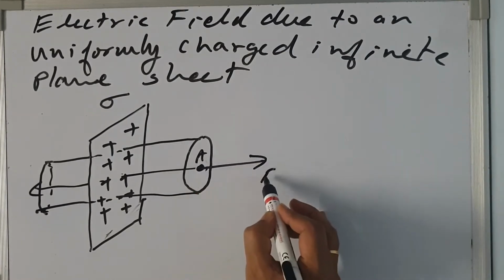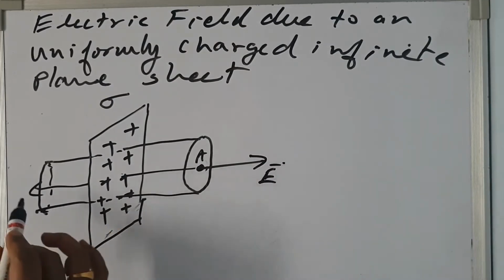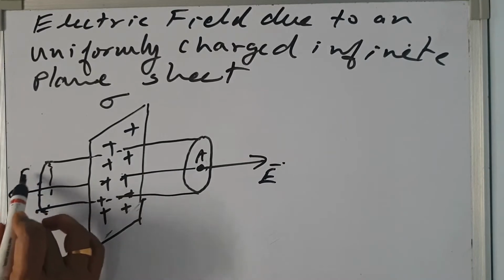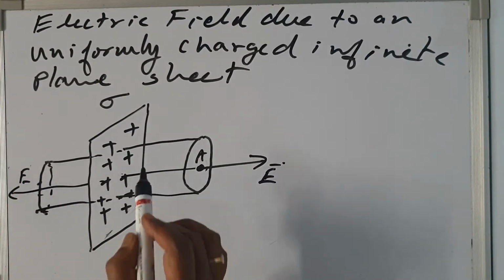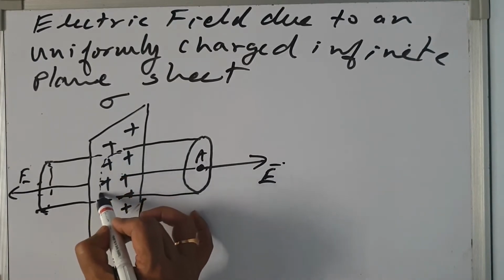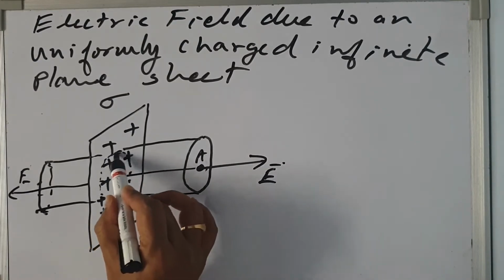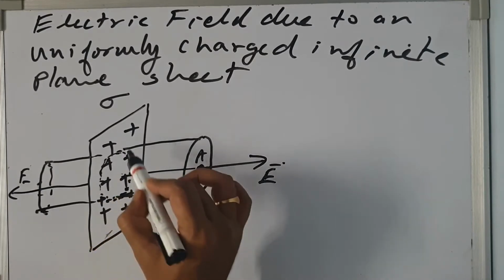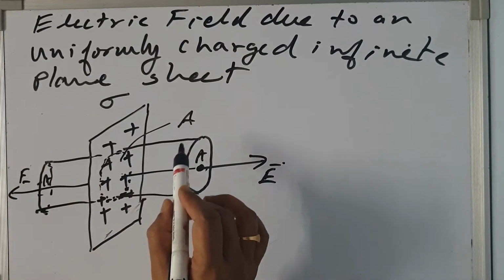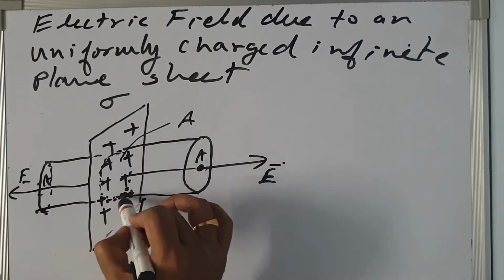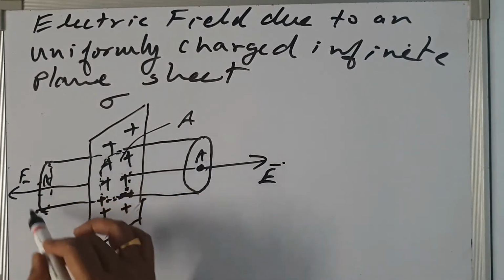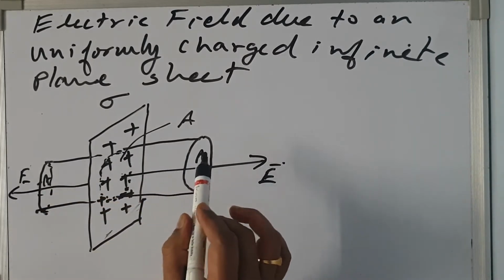Let it be E. You'll have E in this direction also. Now, this imaginary Gaussian surface is cutting through this plane sheet over this area. It is again area A. Is that clear? Now, what will be the total flux over this Gaussian surface?